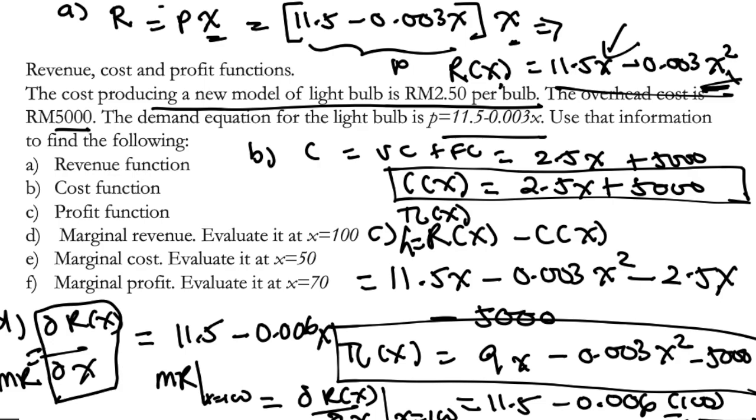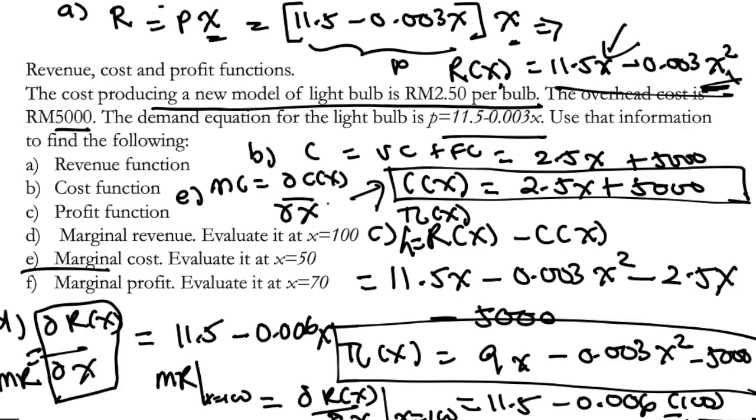Okay. What about marginal cost? I'm talking about question E now. You have cost function. If marginal revenue is the derivative of revenue function with respect to x, so marginal cost is the derivative of cost function with respect to x. You differentiate C with respect to x. Okay, so I'm talking about question E. Question E, marginal cost. Differentiate C(x) with respect to x.